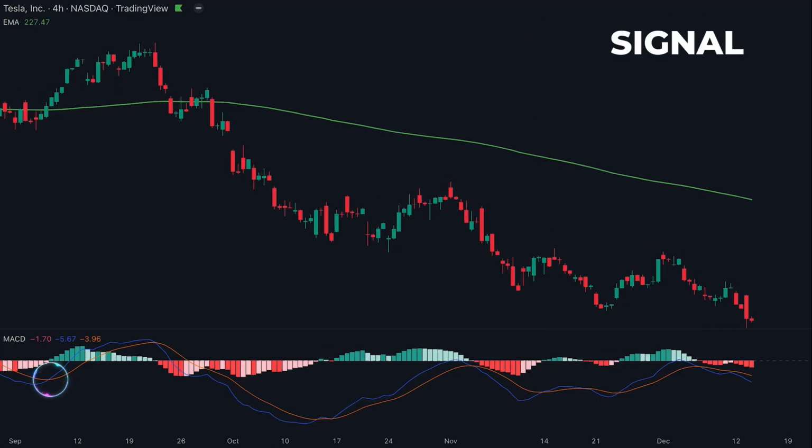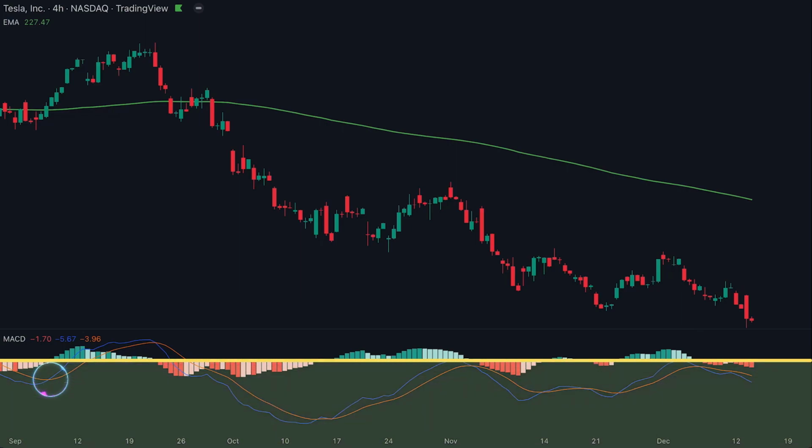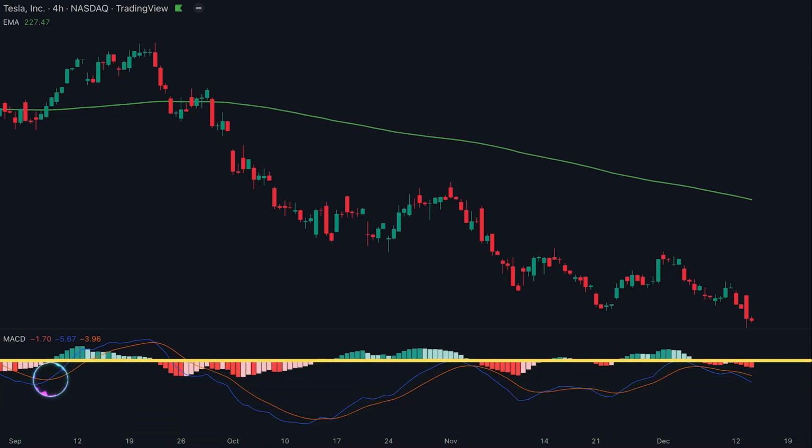Let's list our conditions for a buy signal. The lines cross upwards but under the zero line, or if one of the lines has touched the zero line before the cross. Then, we need to make sure that the price is above the 200 EMA. As you can see, this is a successful trade.